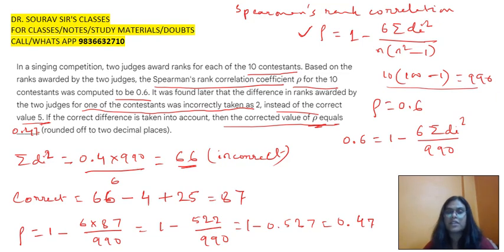So this is a very easy question and based on the formula only. You have to remember the formula. So Spearman's rank correlation coefficient, rho, is given by 1 minus 6 summation di square by n into n square minus 1. This is very easy.